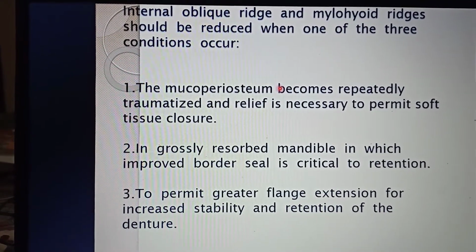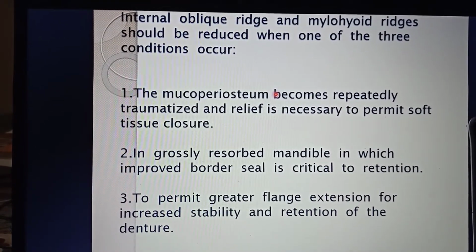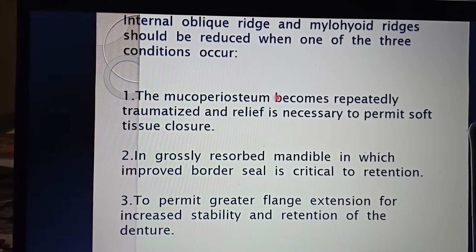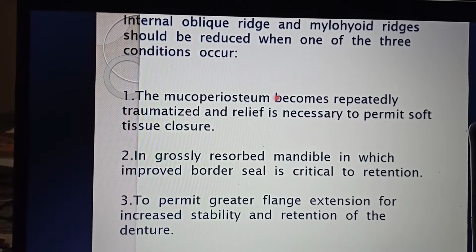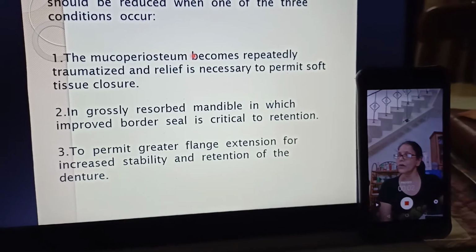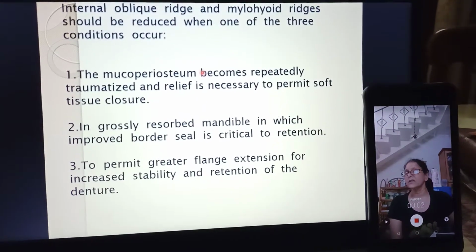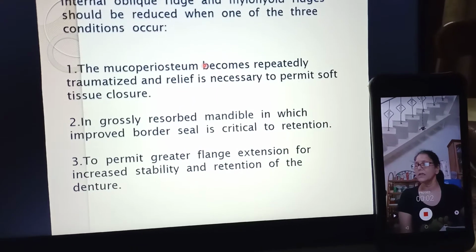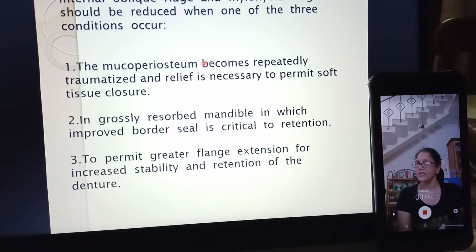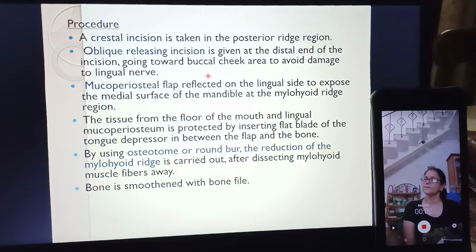when one of three conditions occur. First, the mucoperiosteum becomes repeatedly traumatized and the relief is necessary to permit soft tissue closure. Second, in gross resorption of the mandible, the improved border seal is critical to retention. And third is to permit greater phalange extension for increasing the stability and retention of the denture.